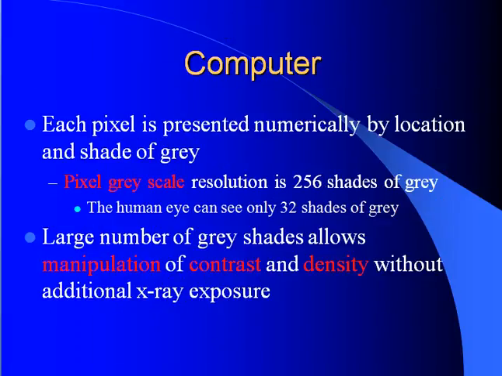Each pixel is presented numerically by location and shade of gray. The pixel grayscale resolution is 256 shades of gray. The human eye can only see 32 shades of gray. Large number of gray shades allow manipulation of contrast and density without additional X-ray exposure.